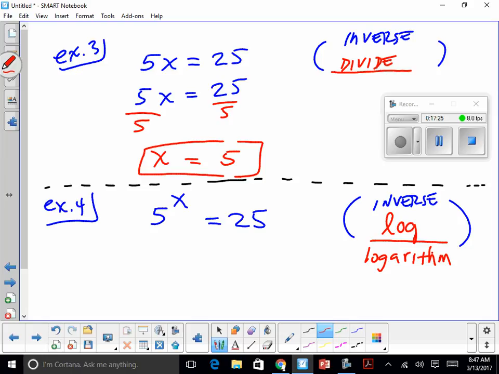Another way to think about it is this. If you had a balloon in the air and your balloon had an x on it, and you didn't want your balloon to fly away, you could tie a log onto the balloon and then set that thing down. Your balloon doesn't fly away. Log is what you tie onto an x floating in the sky.